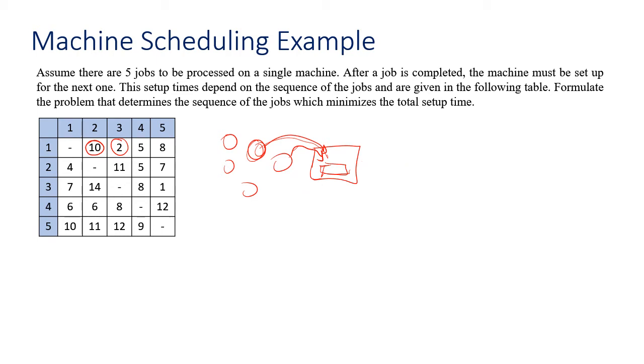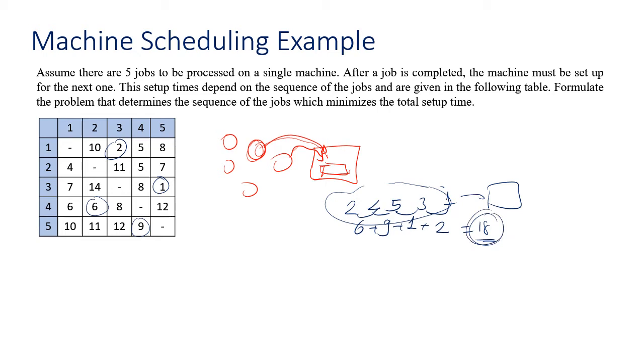So what do we mean? Let me give you an example. If the ordering of the jobs is like this, we first process job 1, this is our machine, then we process job 3, then 5, then 4, then 2. Okay, so between 1 and 3, the required setup time is 2 units. Between 3 and 5, I mean if 5 follows 3, the required setup time is 1 unit. Between 5 and 4, the required setup time is 9 units, and between 4 and 2, the required setup time is 6 units. So the total setup time of this sequence is 18 minutes, okay? And we want to find the ordering which minimizes this total time.